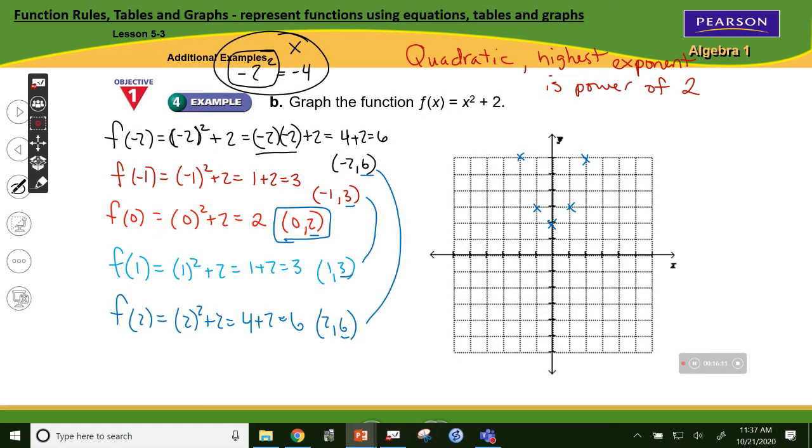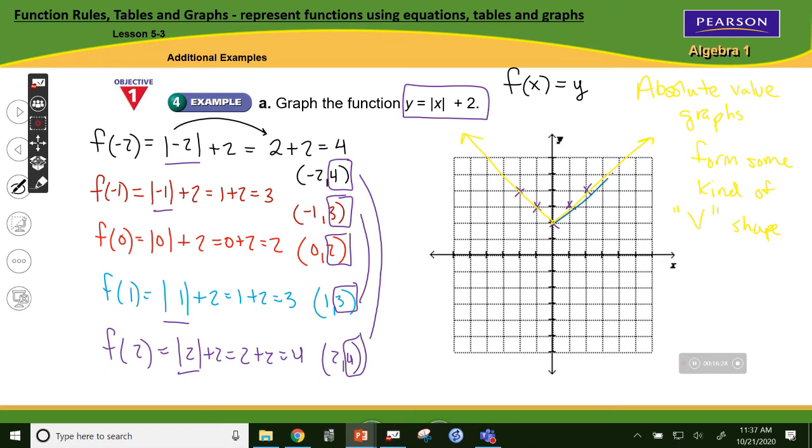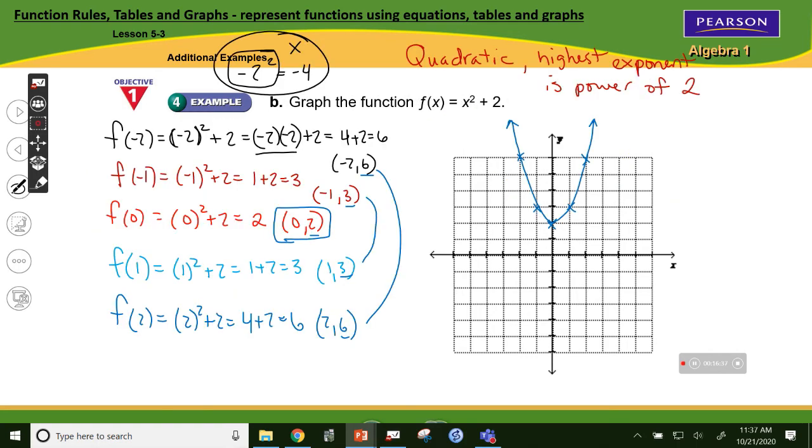And when I connect these, I'm not going to have that same V shape that I had for the absolute value. I'm going to have more of a smooth curve. Why am I going to have a curve as opposed to two rays, which is what I had in the last one? If you look back here, I've got a ray starting here and going this way, and I've got a ray starting here and going this way. Those are two linear components of that graph. This one, you have a curve. Ask yourself, why is there a curve? It's because of this power of 2.